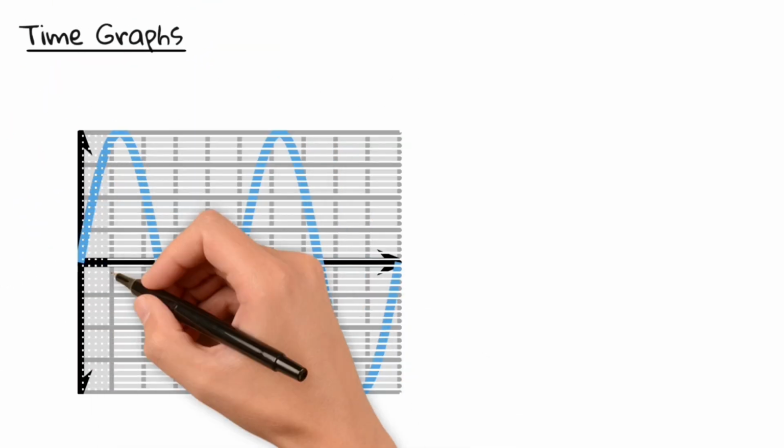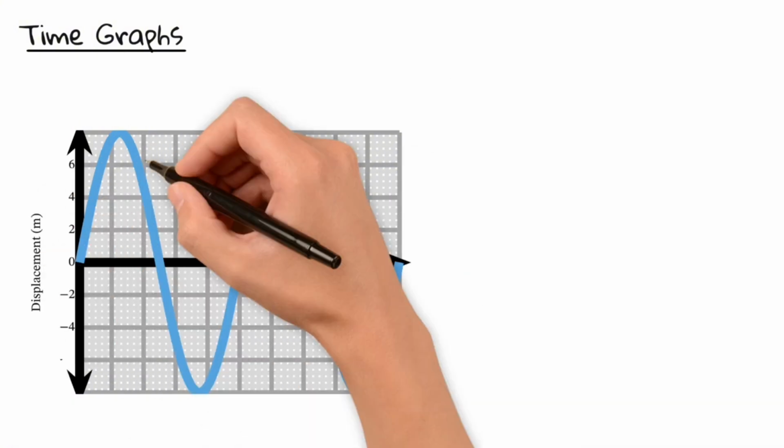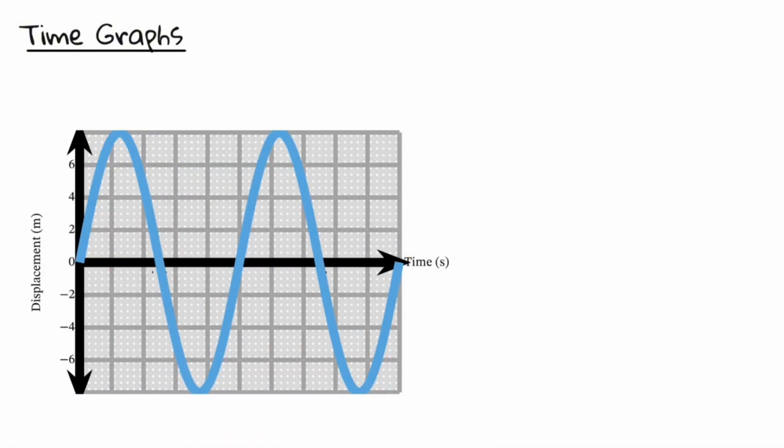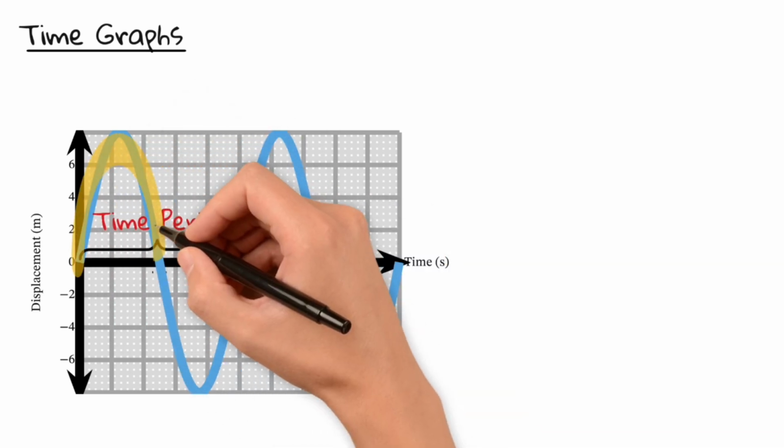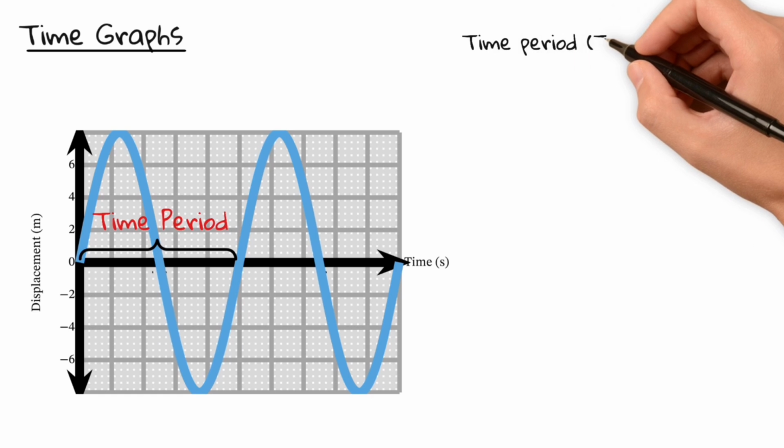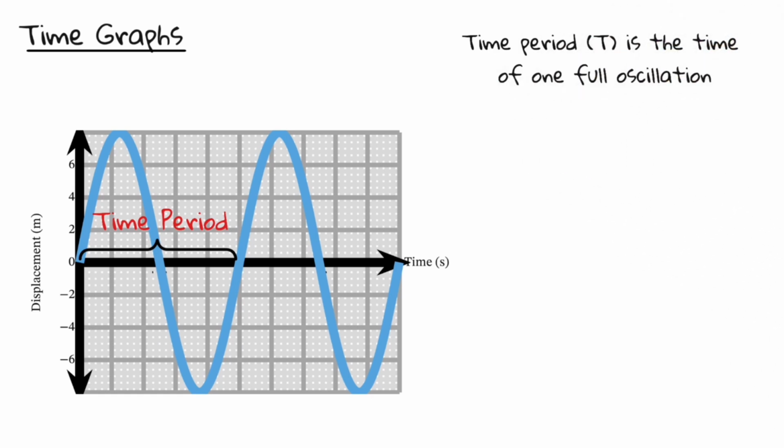To visualize this, we can draw a graph showing the displacement of the water molecule against time. This wave-like pattern lets us measure the amplitude and something called the time period. That's the time it takes for one full up and down movement, or one complete oscillation.